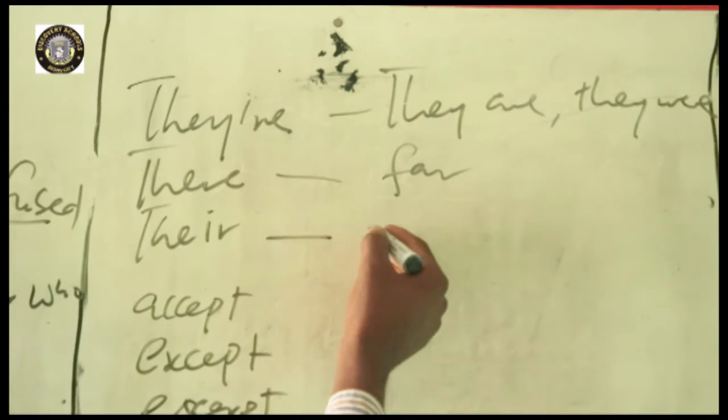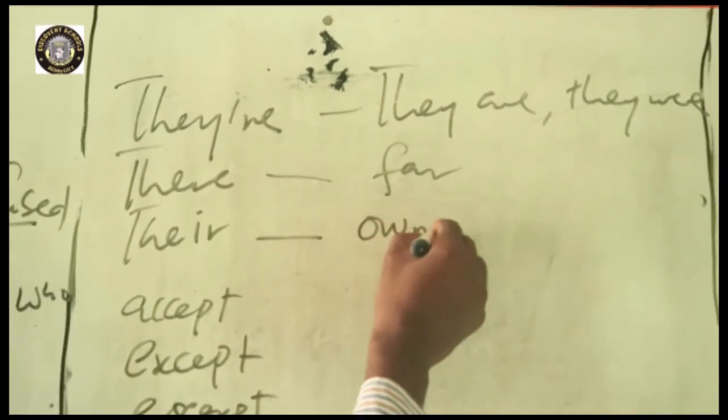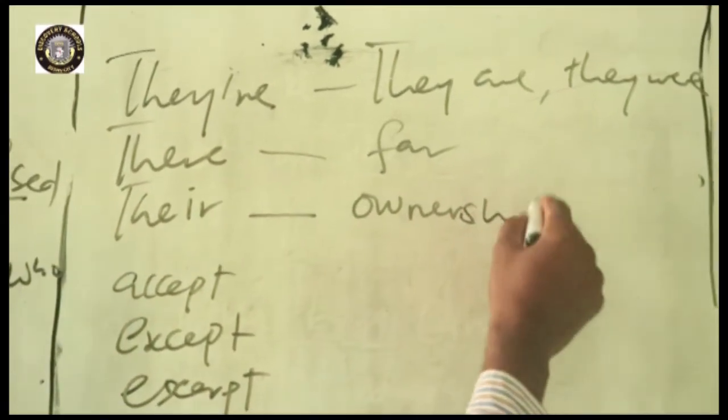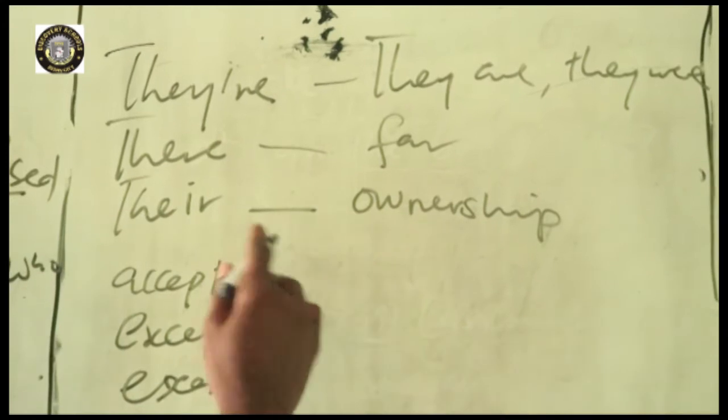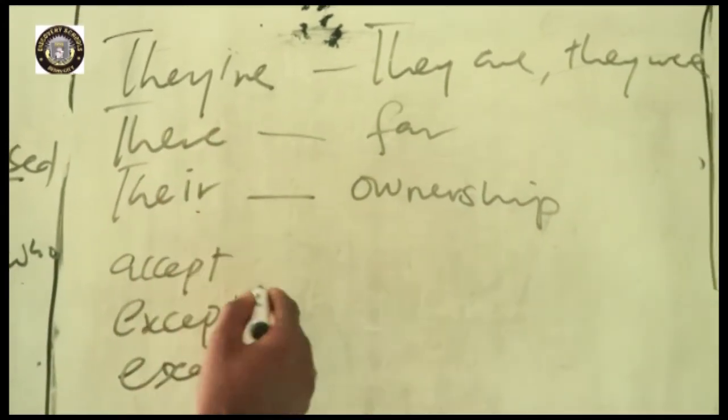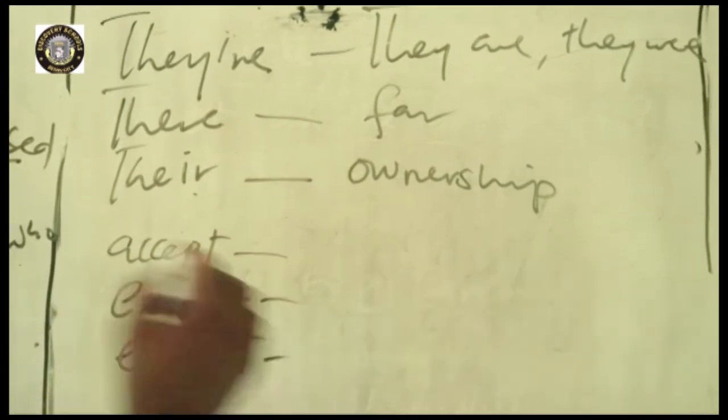Then this other one shows ownership. We use it as a possessive adjective to indicate ownership. Is that okay? This is their book. So when you say this is their book, you're not going to use this. You're going to make use of what? This. Is that okay?